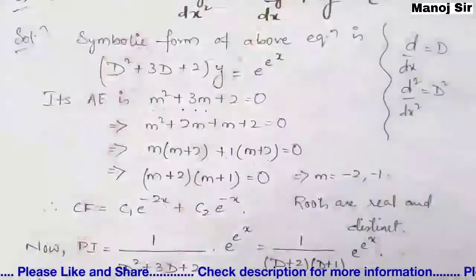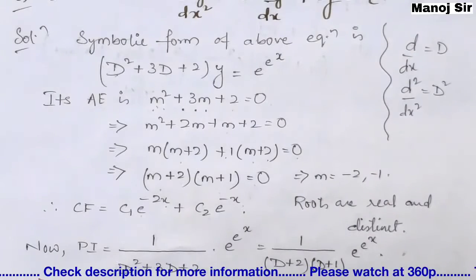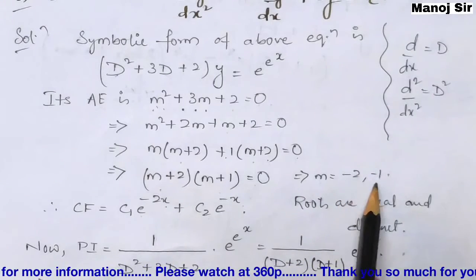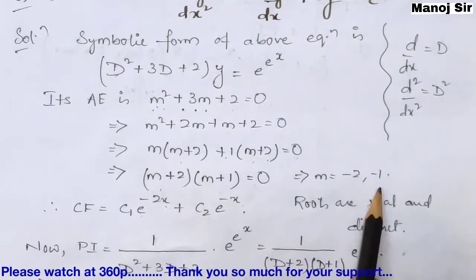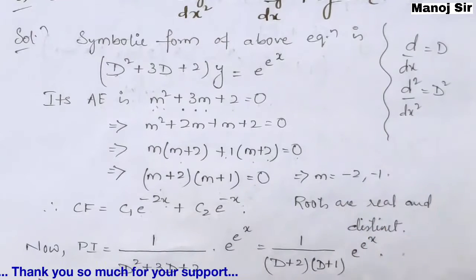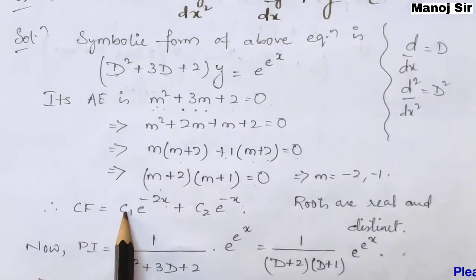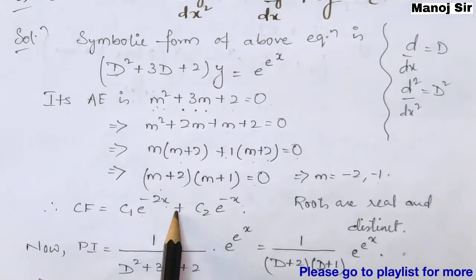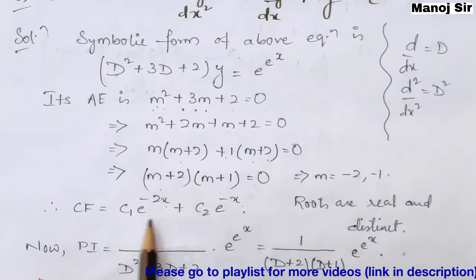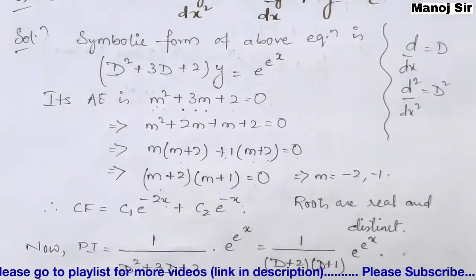So here in the given problem, what is the value of m1 and m2? m1 is -2 and m2 is -1. You can also take m1 as -1 and m2 as -2, both are equal. So CF equals to C1 into e to power -2x plus C2 into e to power -x. This is the value for the complementary function.